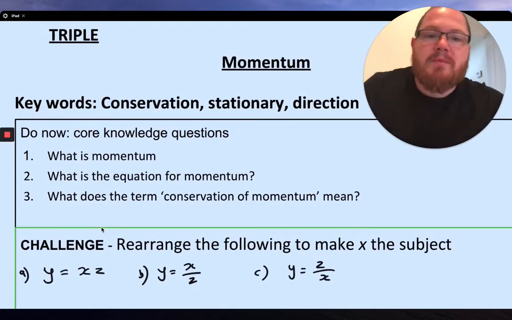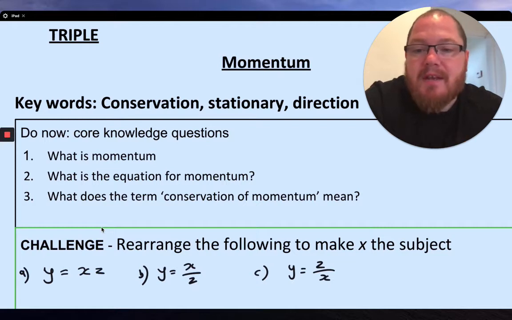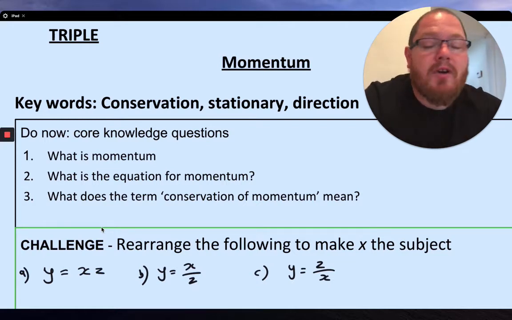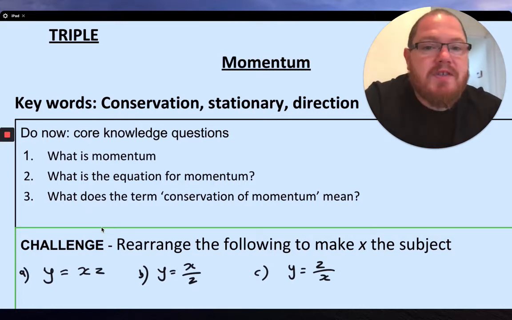So, as always, we've got your title, your keywords, and a bit of a starter. Now, the starter is linked with this lesson. It's not linked with other topics. So I'd like you to do a little bit of research on Google. Your keywords are conservation, stationary, and direction.